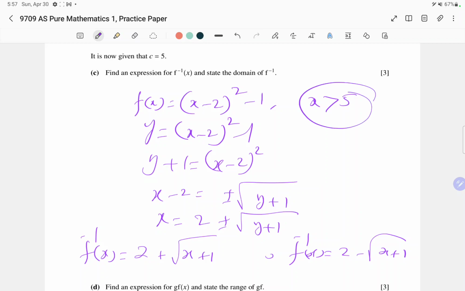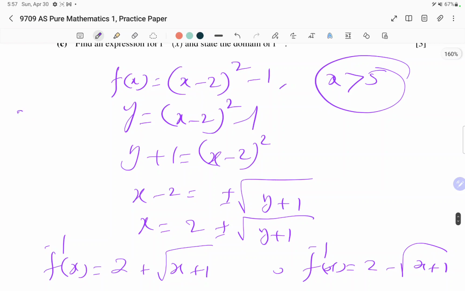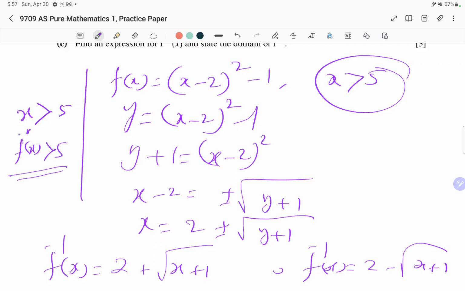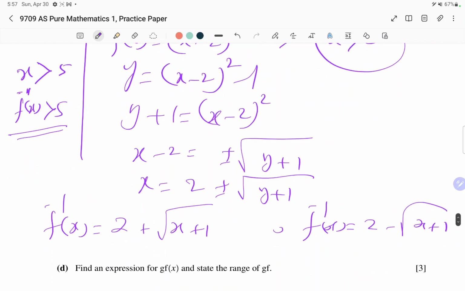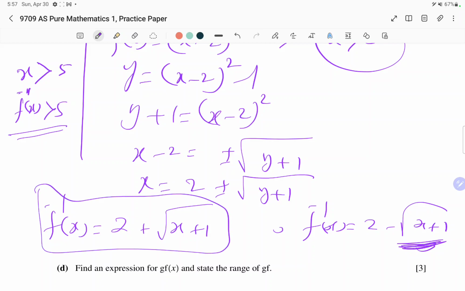So the domain of f is greater than 5. It means the range of f inverse x is also the same. So the range of f inverse x is greater than 5. If you do 2 minus, then it will be smaller than 2. So you should have this inverse: 2 plus root of x plus 1.